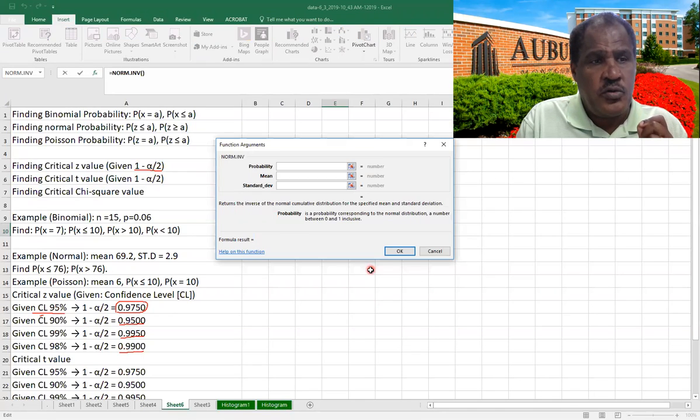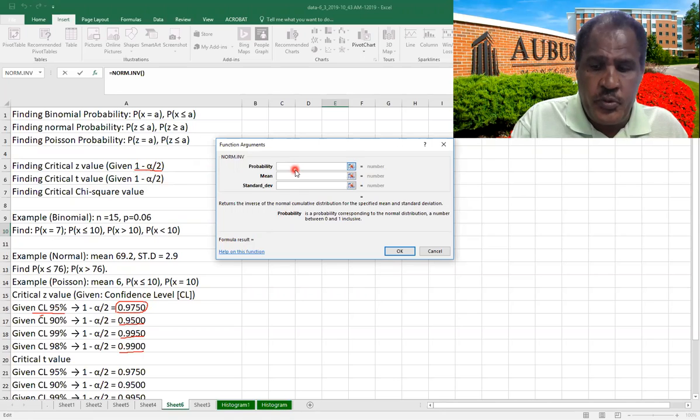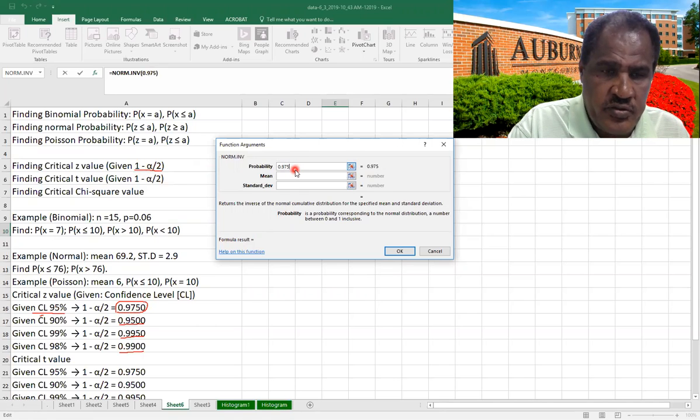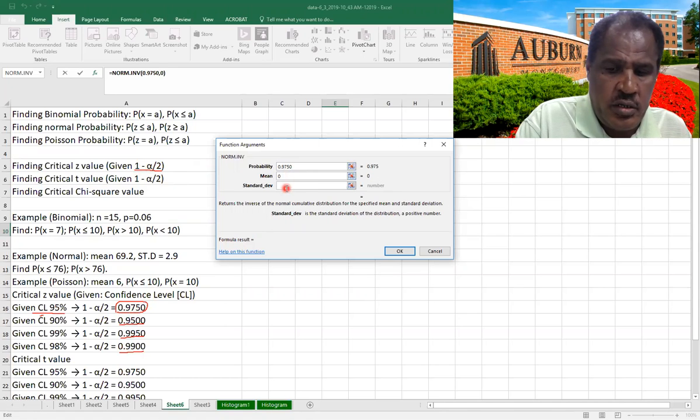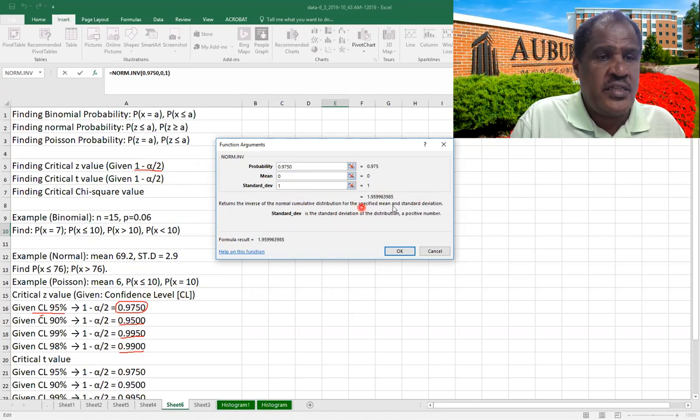Click OK, okay? Now we already have probability, which means this 1 minus alpha over 2. That's what we need to put in. For 95%, for example, I'm going to have to put 0.9750, okay? And the mean is 0 and the standard deviation is 1. That's standard. So that is the critical value corresponding to 95% confidence level, okay?